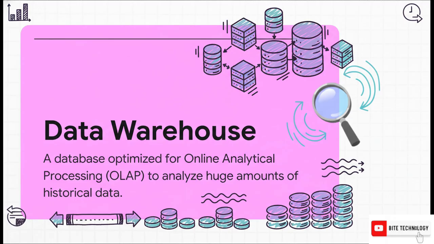We just talked about OLTP for transactions, right? Well, a warehouse is built for OLAP, Online Analytical Processing. The name says it all. It's optimized for one thing: analyzing massive amounts of historical data and getting you answers fast.